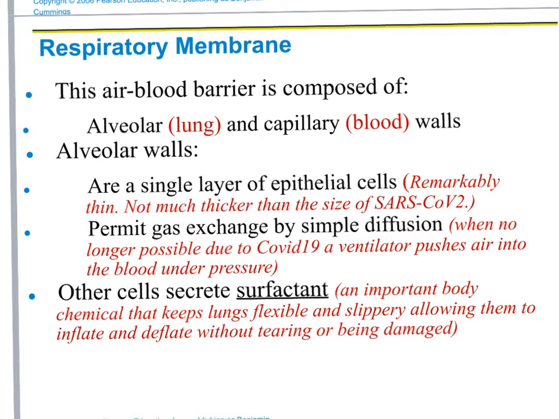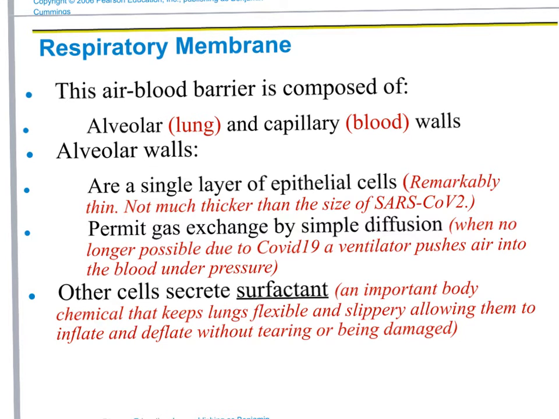So the idea of the ventilator is to really increase the pressure under which air is pushed into the lungs, and literally in essence, to push the air into the bloodstream, because it's not happening by diffusion because of damage to those alveolar walls. Another important component, which we're not sure if it has some role in COVID-19, is the surfactant, and whether it's still produced or works as well in someone who has COVID-19.